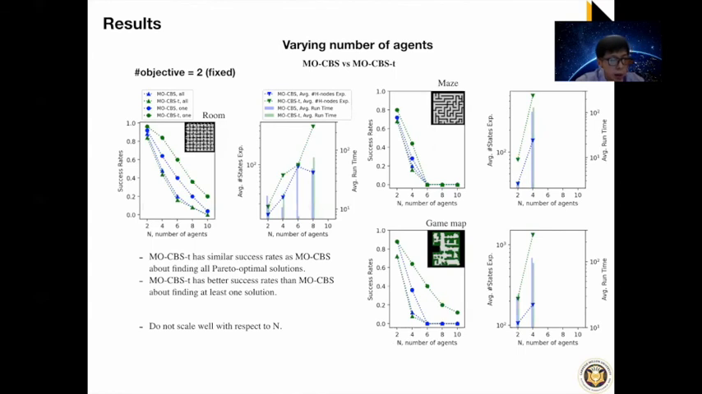In addition, we also compared MOCBS-T with MOCBS in 3 different maps from the benchmark set. This time, we fixed the number of objectives at 2 and changed the number of agents from 2 to 10 with a step size of 2. From the results, we can see that MOCBS-T has a similar success rate to MOCBS about finding all Pareto optimal solutions. In addition, MOCBS-T has better success rates than MOCBS about finding at least one solution within the time bound. However, both algorithms do not scale well with respect to the number of agents.